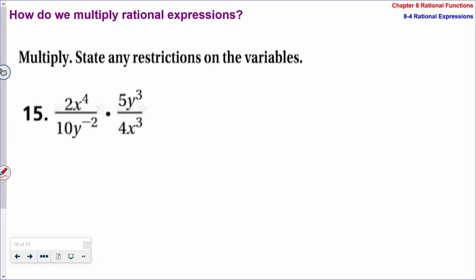Well, yeah, it doesn't matter. If you get a decimal, you can leave it as a decimal. That's what you get.